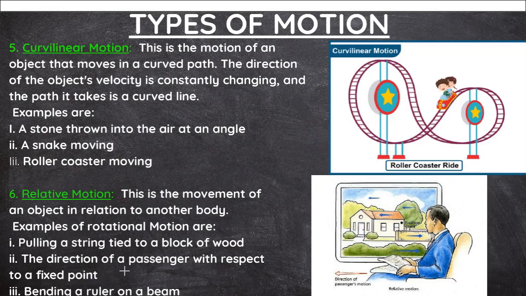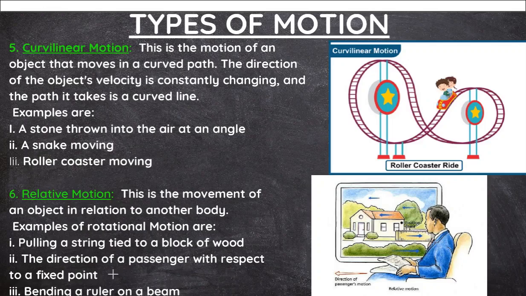I don't know whether most of you have ever noticed this scenario before. If you sit in a bus or you sit in a car and you look at, let's say, a pole outside the car, as the car is moving forward, the pole appears to be moving backward. Isn't that so? The pole normally is not moving at all, but because the car is moving forward, the pole appears to be moving backward. The movement of the pole with respect to you as a passenger in the car is termed relative motion.